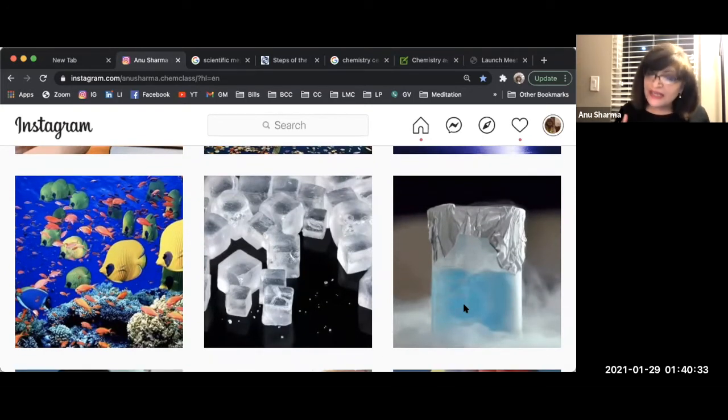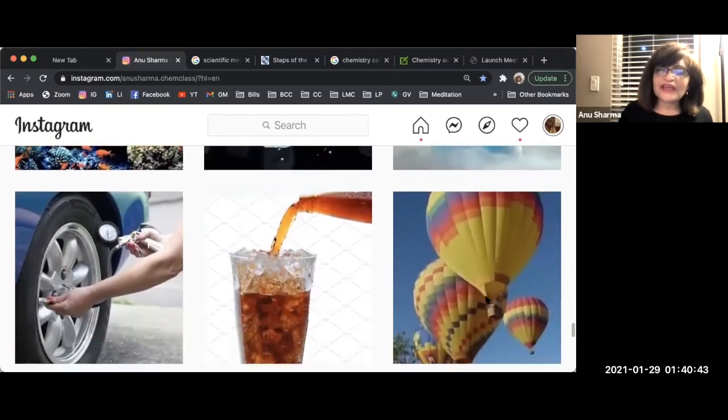Oxygen that you are breathing in, you cannot see. The same oxygen can be liquefied into this very beautiful blue colored liquid you see on the right hand side of the screen. Same is the case, the air that you do not see, but that same air you fill in the car tires, and there's a phenomenon of chemistry that goes behind it. Chemistry is present in the Coca-Cola that you drink. Chemistry is responsible for the flight of the hot air balloons.